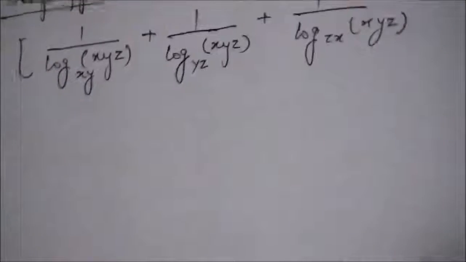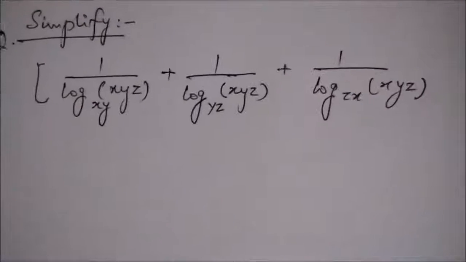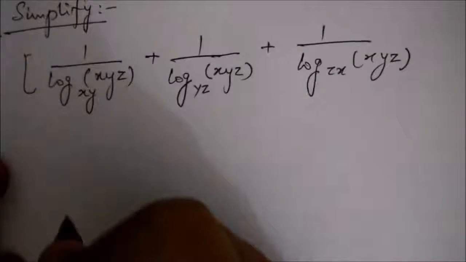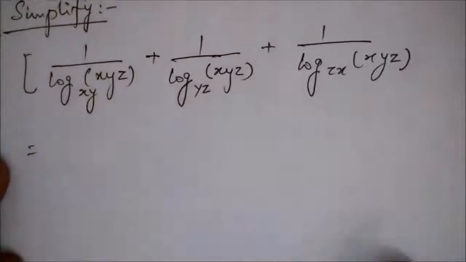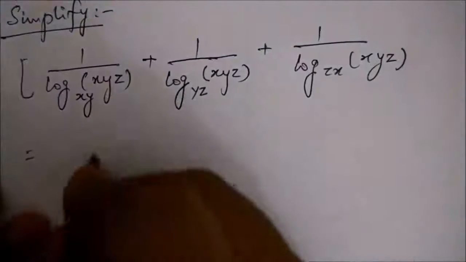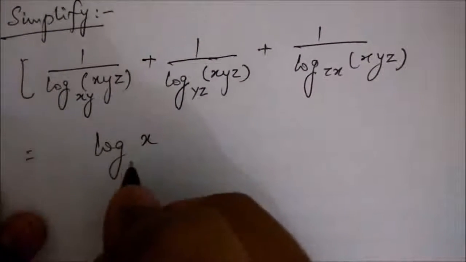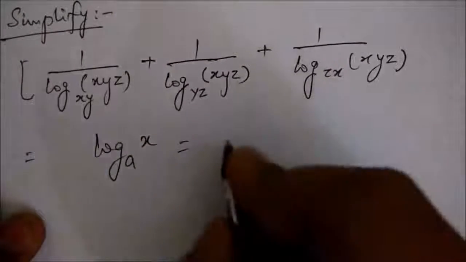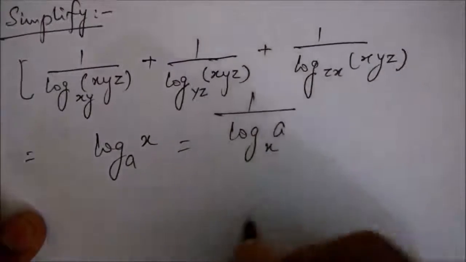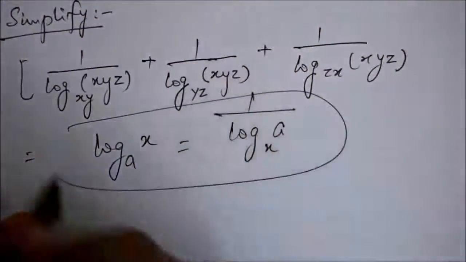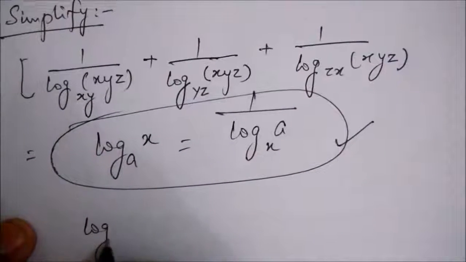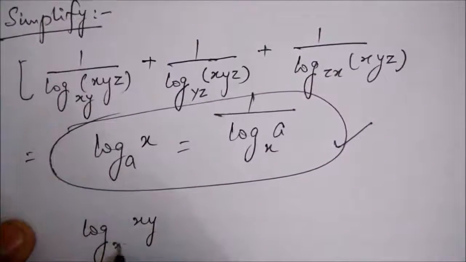So now going to the next question. We need to simplify this expression. It seems a bit long, but we can just write this whole equation by changing the base. We had a formula like log x to the base a can be written as 1 by log a to the base x. So using this property, we can rewrite the above equation as log xy to the base xyz.